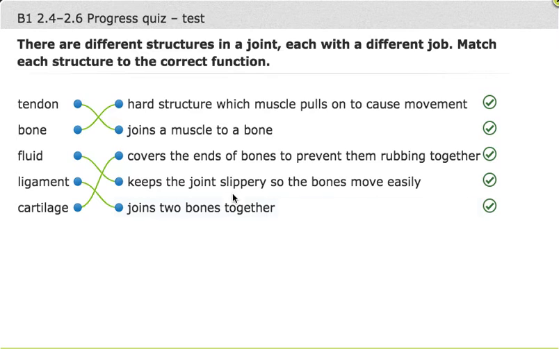Fluids keep us slippery. We talked about lubrication in our forces unit. Well, that's what it's doing here. We've got our fluid allowing things to keep slipping past one another. And then we've got ligaments which join the 2 bones together. Lastly, we have cartilage which covers the end of the bones to stop them rubbing together, i.e. to stop you experiencing pain. I think we saw Miss Rickford, who had a problem with the cartilage in her knees. If you don't have cartilage, then you're going to have a lot of problems when you're moving.